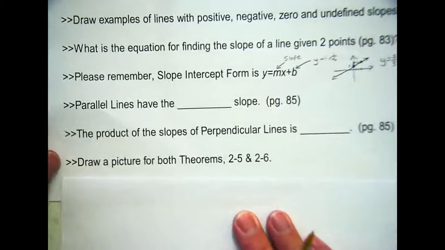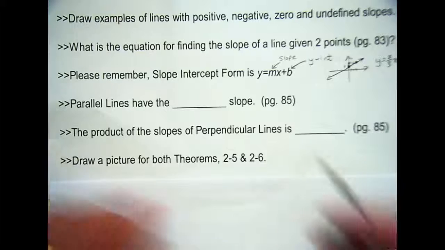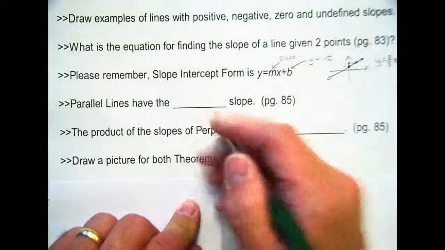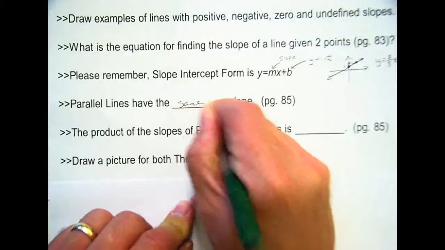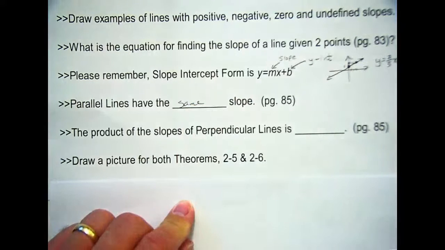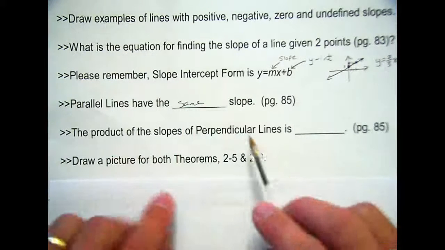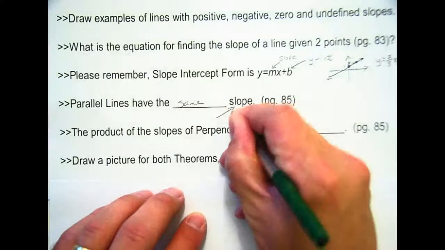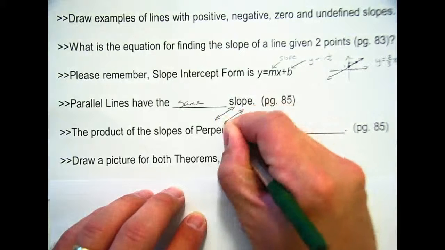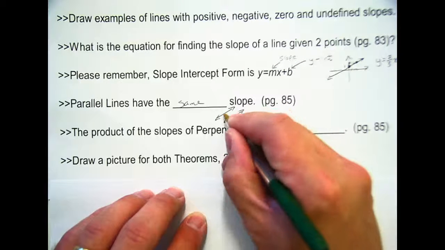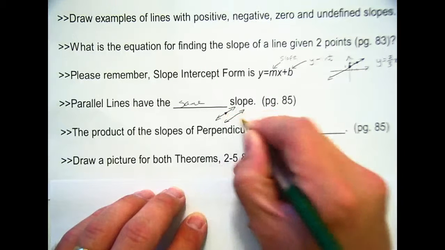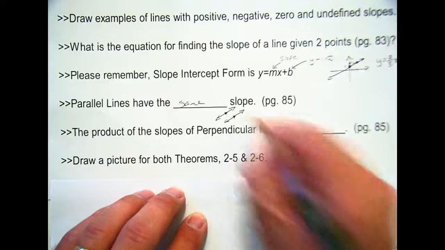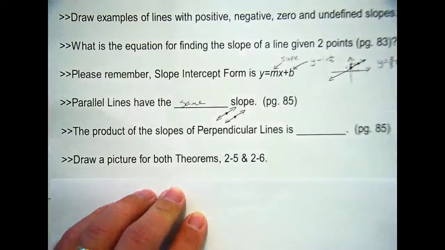Okay, parallel lines. Zach, can you help me? Parallel lines have what type of slope? Same slope. How many agree with Zach? Parallel lines have the same slope. It's very true. Real quick, here's a picture of parallel lines if you didn't know. Notice their rise and run would be the same. We show this little marking to show that they're parallel. We put that little extra arrow in there. They're parallel, they have the same slope.